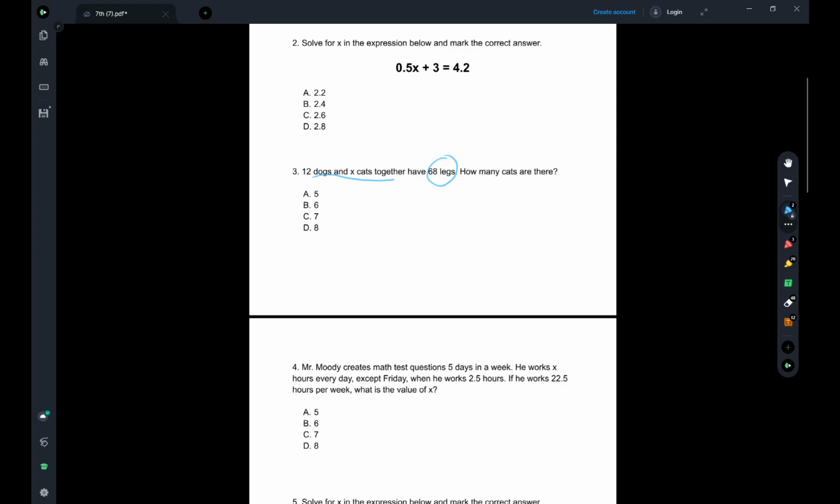Dogs have 4 legs, so 12 dogs means that there are 48 legs for the dogs. There's a total of 68 legs, so you subtract 48 from 68 to get 20. So that means these X number of cats combined together have 20 legs. Cats also have 4 legs, so then you just do 20 divided by 4, which is 5. So A.